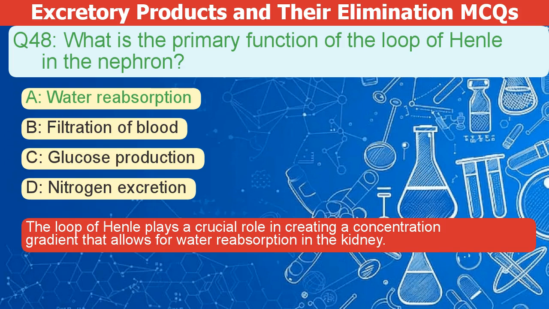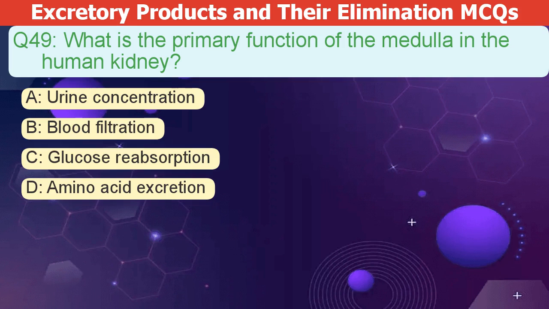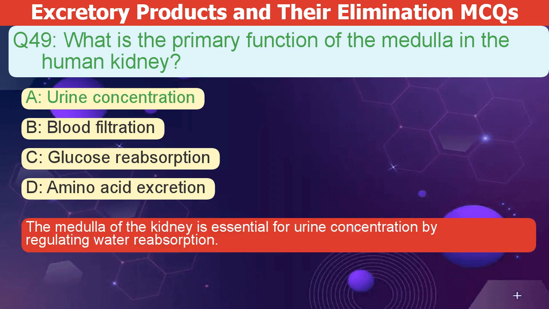What is the primary function of the medulla in the human kidney? A. Urine concentration. B. Blood filtration. C. Glucose reabsorption. D. Amino acid excretion. The correct answer is A. The kidney's medulla is key for concentrating urine. It does this by controlling how much water gets reabsorbed.